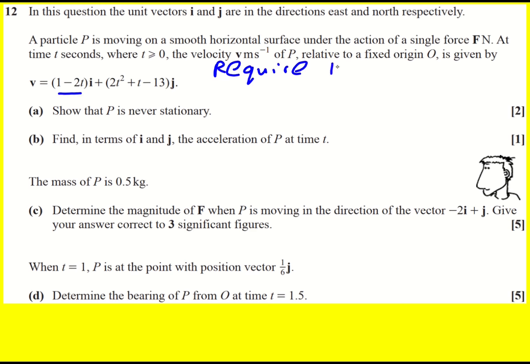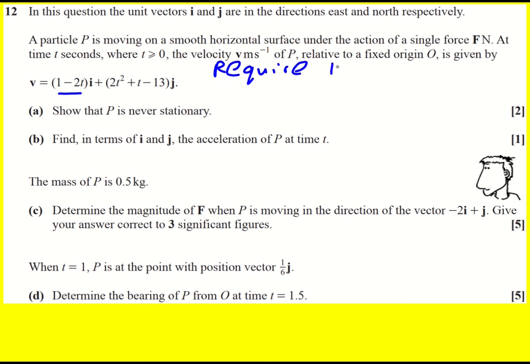On to part B. Find in terms of i and j the acceleration of P at time t. So this is given by the derivative dv by dt. And I can differentiate each term. So I've got my 1 minus 2t differentiated gives me minus 2, which is minus 2i. And then my other 2t squared plus t minus 13 differentiated is 4t plus 1j. That's my answer.